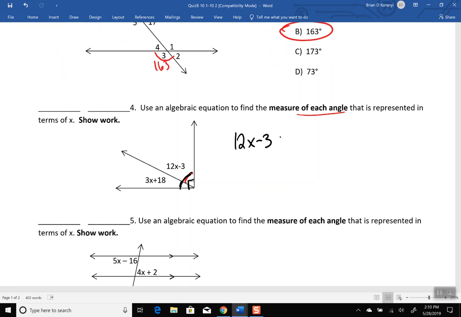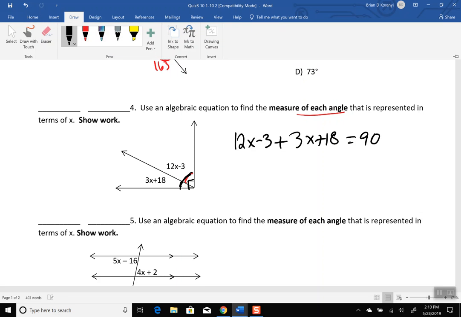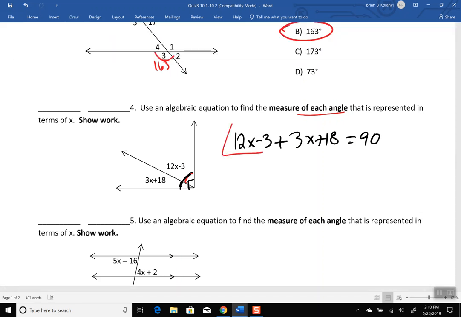So if I do my 12x minus 3 plus the 3x plus 18, if I add these two angles up, it should equal 90 degrees. And now I just need to be careful of my like terms. I've got 12x here and a 3x here.